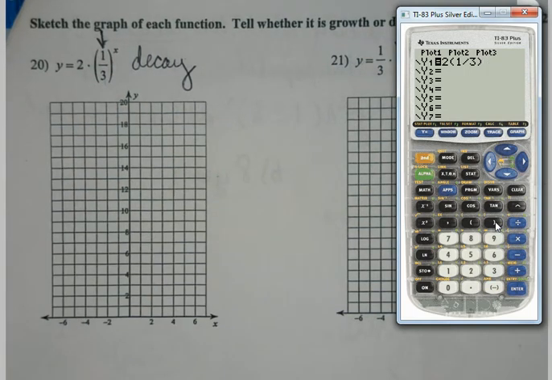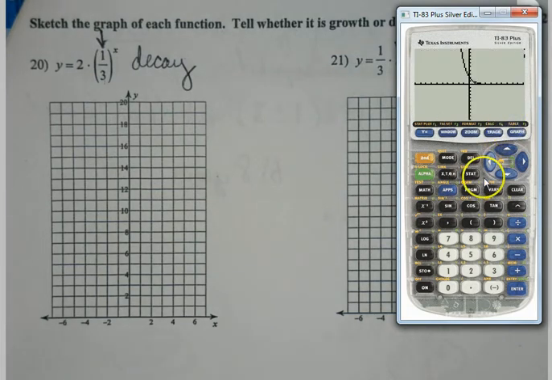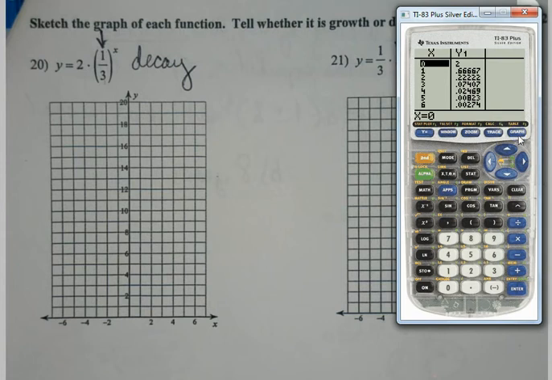So I just type what I see, 2 times 1/3, and then use your caret button, your up arrow, or your exponent button if you're using a different calculator, and put the x power in there. Doing it in the y equals lets me do 2 things. One, it lets me see that it's decay because it's going down from left to right. And it also is going to help me when I want to find some values to help graph this.